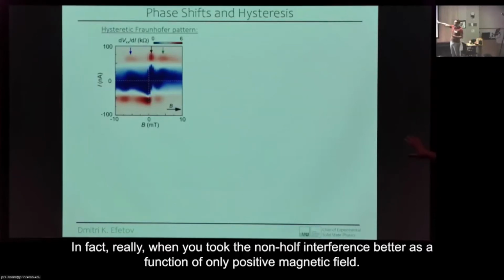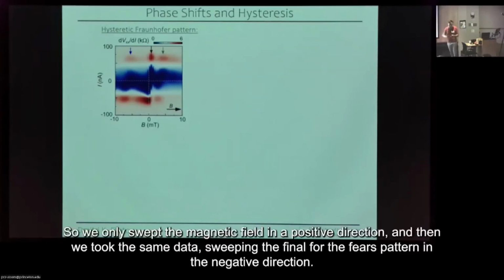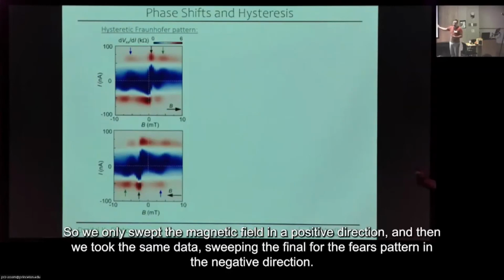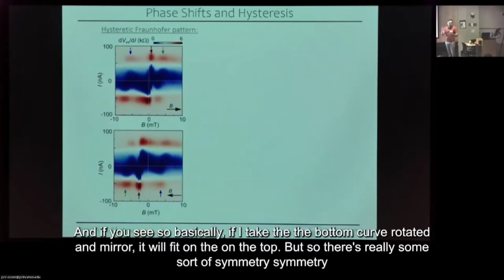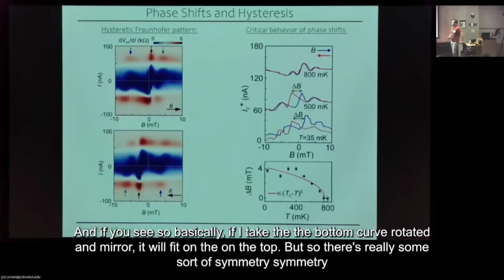When we took the Fraunhofer interference pattern sweeping only in the positive magnetic field direction, and then took the same data sweeping in the negative direction, you can see that if I take the bottom curve, rotate it and mirror it, it will fit on the top one. So there's really some sort of symmetry folding between those two curves. And of course, there's also a sizable phase shift from the zero interference.